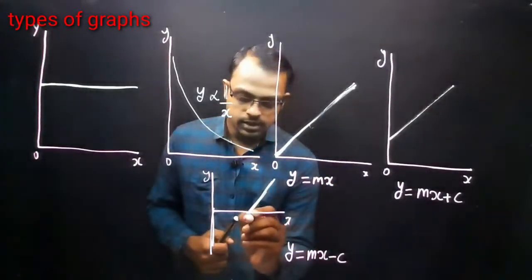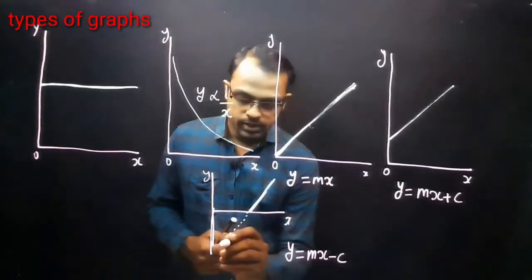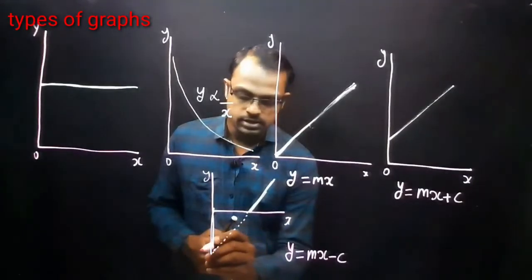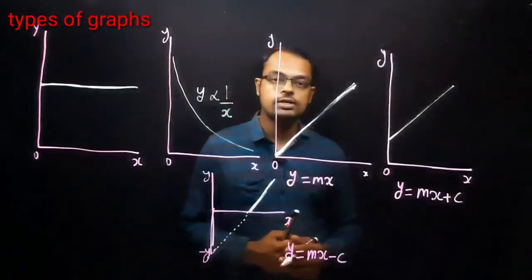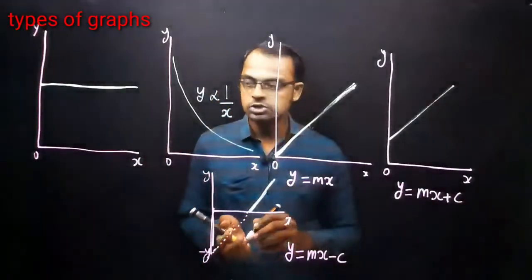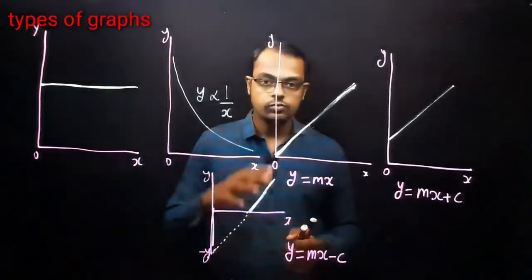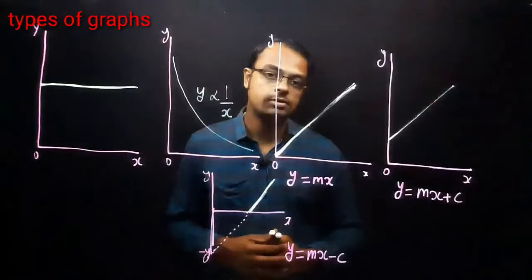If you extend this line, the y-intercept is coming on which axis? The minus y-axis. So these are the different types of graph, showing the relation between x and y. We are not mentioning position and time here, just a general discussion about graphs.